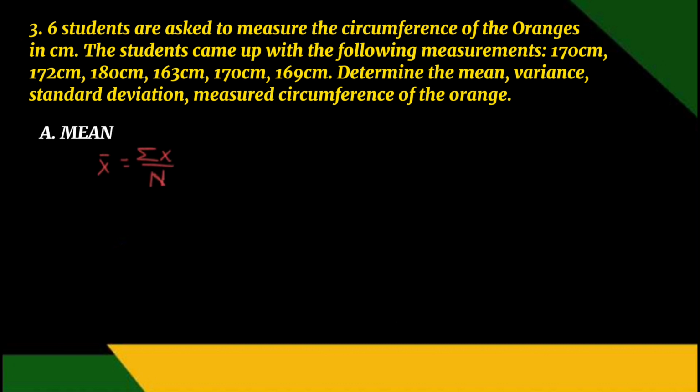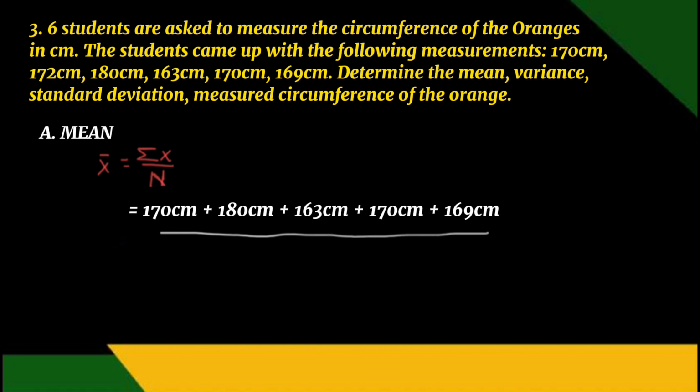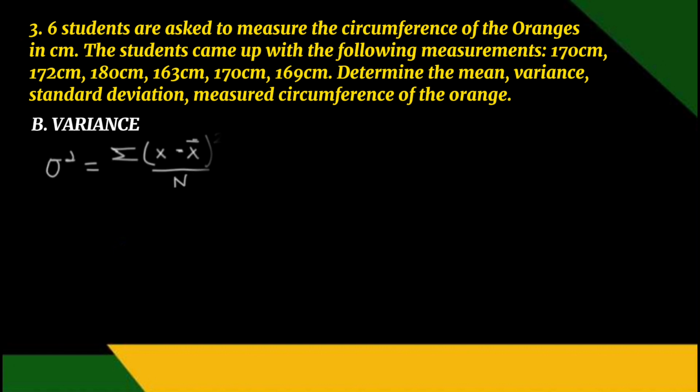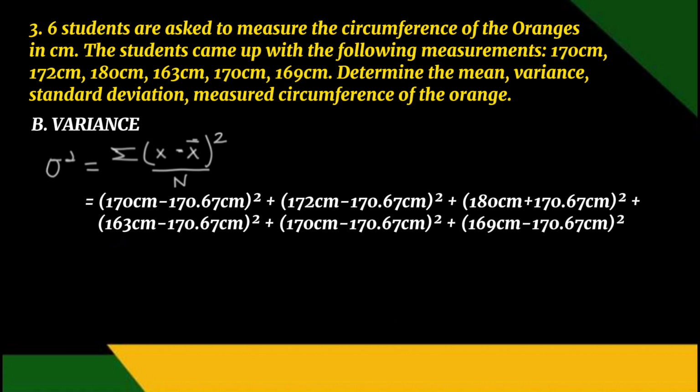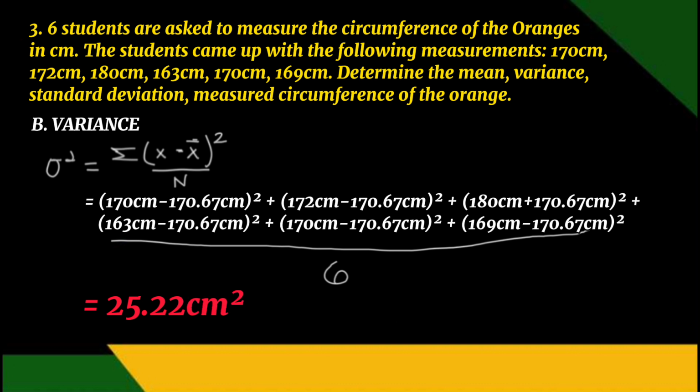Starting with getting the mean, let's add all the given values and divide it by the total number of values, which is 6, and calculate it, and our answer would be 170.67 centimeters. To find the variance, subtract the mean from each data point, square the results, then calculate the average of those squared differences and divide it by the total number of values, which is 6, and our answer would be 25.22 centimeters squared.